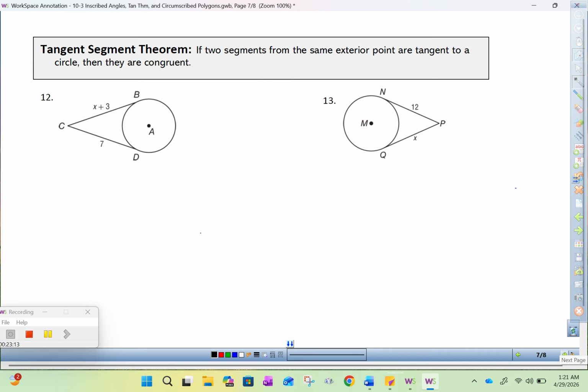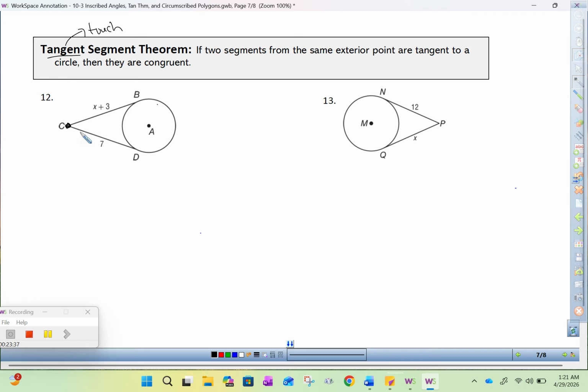A couple more problems here, all similar types. We're going to talk about the tangent segment theorem. Okay, so remember that word tangent means touch. Okay, and a lot of times when we were dealing with tangent, they were tangent lines, they had arrows. These we're going to talk about specifically are segments. Okay, so if we have 2 segments from the same exterior point, so my exterior point here is C, and they're tangent to a circle, it says they're congruent.